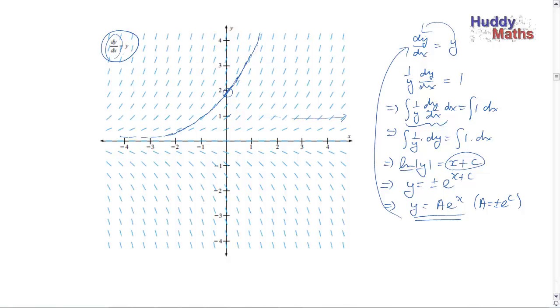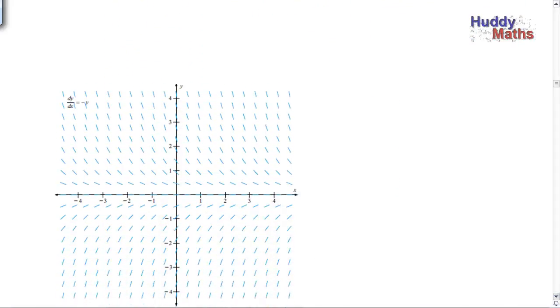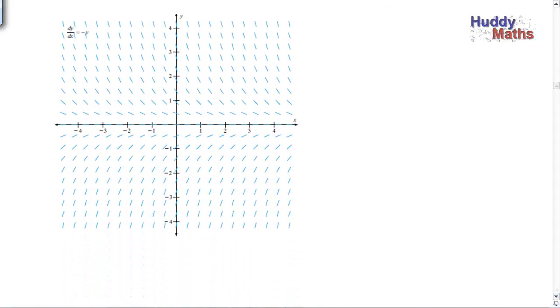What you can do now is just practice some of these. I've got some of these down the bottom here, so come down and have a go, and it might be a good idea to pause the presentation and have a go as you go through there. So dy by dx equals neg y, so let's do it over here. dy by dx equals neg y.